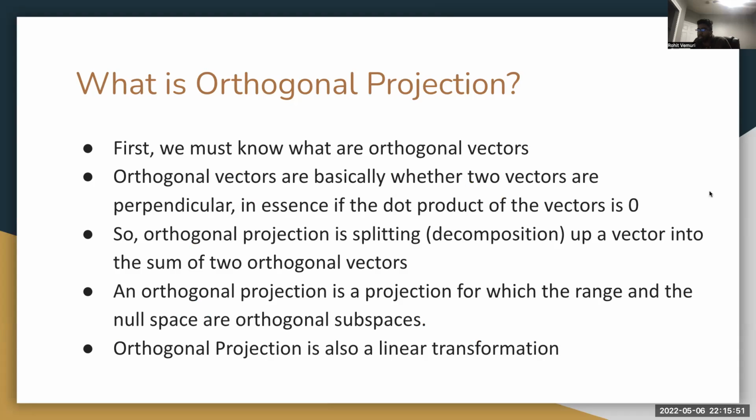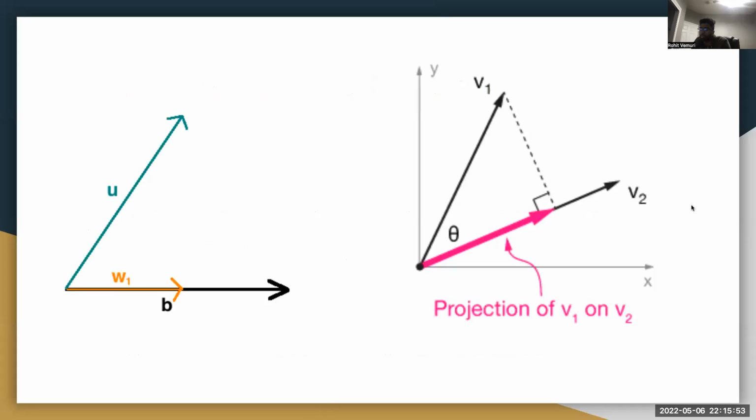Now let's look at some images that might help clear the picture a little bit. Here we have the vector u being projected onto vector b, and the resultant of that projection would be w1. So that is one way to do projection. Another one is the image right next to it, where we have it at an angle. This one is where v1 and v2 are both orthogonal vectors. v1 is projecting onto v2, and that pink line is that projection.